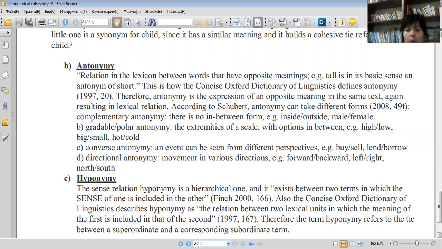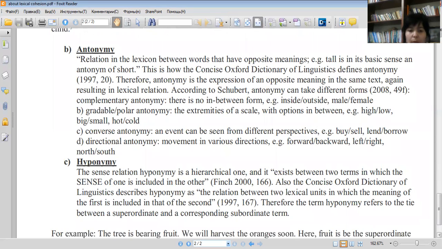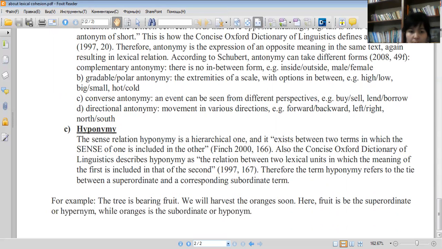There is no in-between: form, inside, outside, male, female. B. Gradable polar antonymy, the extremities of a scale with options in between: high, low, big, small, hot, cold. C. Converse antonymy, which can be seen from different perspectives: buy, sell, above, below. D. Directional antonymy, movement in various directions, for example, forward, backward, left, right, north, south.